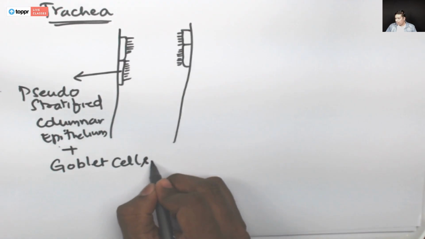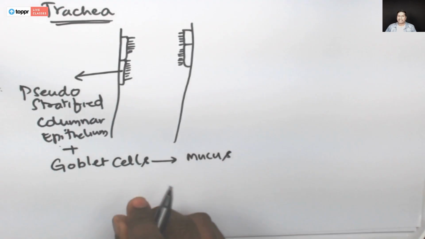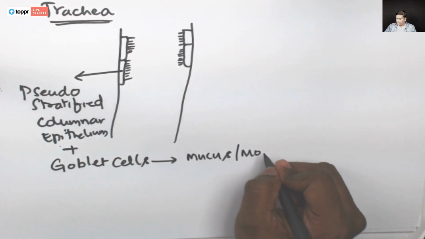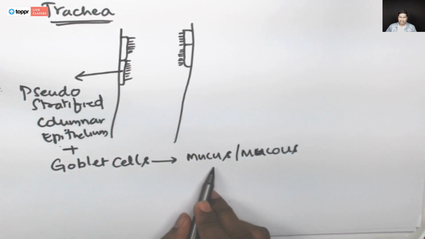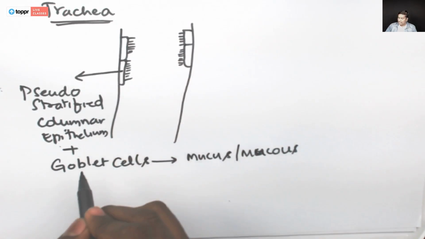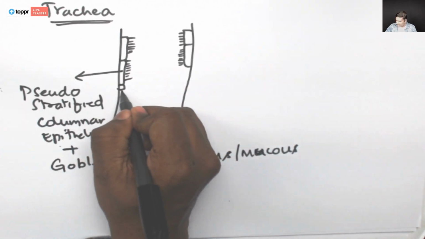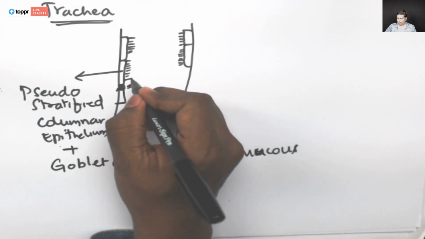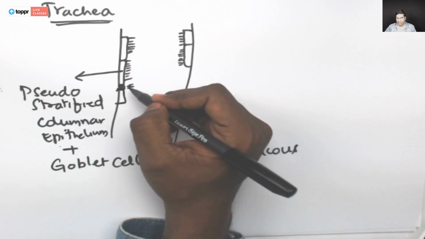The function of the goblet cells is to release mucus. They secrete lots and lots of mucus. By the way, for mucus, both spellings are acceptable, mucus and mucous. So in between you have the goblet cells, and these goblet cells will start secreting mucus. The entire thing will be covered with mucus.